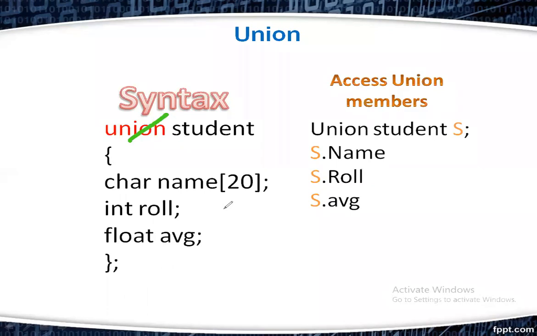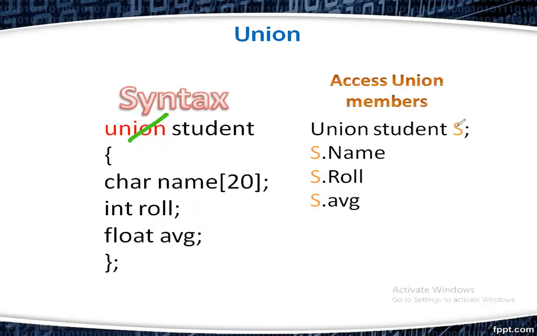There we are using struct, here we are using union. That is the only difference in the syntax. Next, how can we access the members of unions? Here also the name of the union is student and there are 3 members, like the structure. Here also, union student. Next you have to declare one union variable, capital S. How can we access the union variable and its members? What are the members? Name, roll number, age.